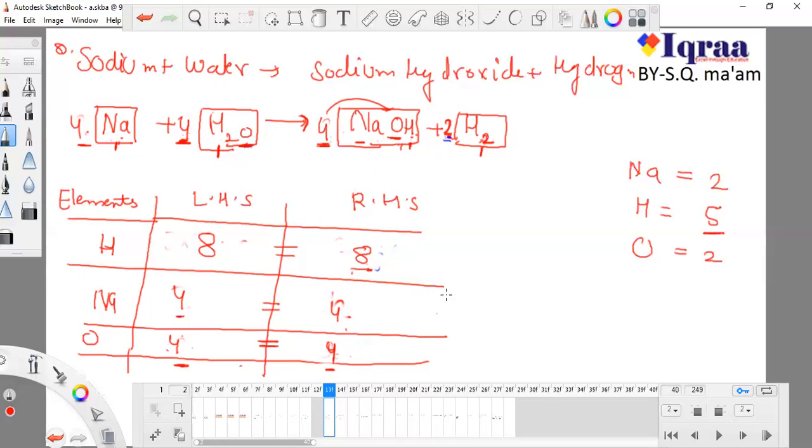I was just changing the number. First of all, I wrote 3 here, and I checked all of the elements. You have to keep changing the numbers till you achieve this type of result, when all of the elements have the same number at both of the sides. And now I can say that yes, this is my balanced chemical reaction. I'm able to balance this.